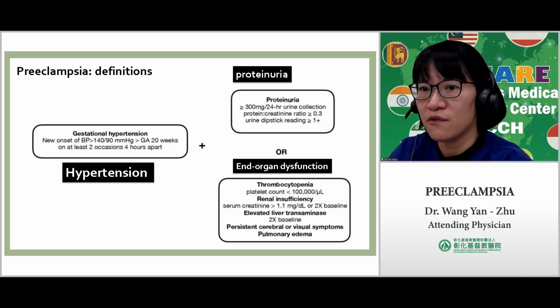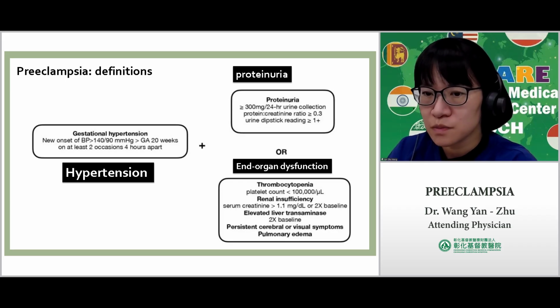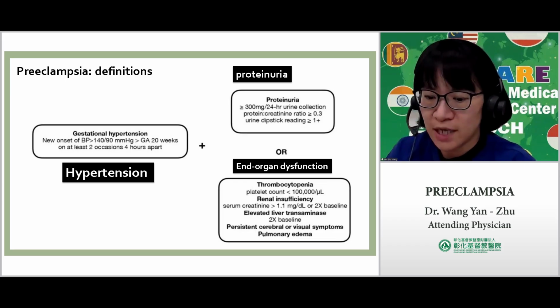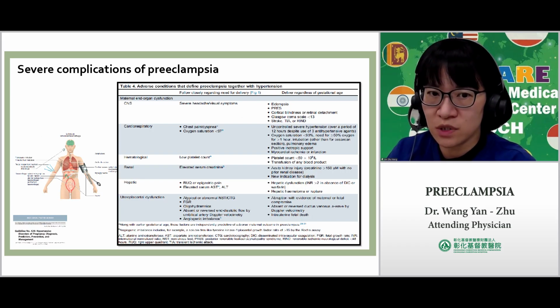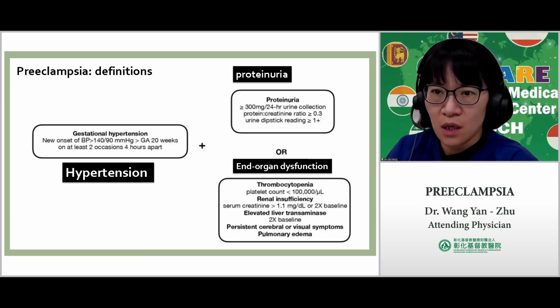But for this, we call it hypertension. And then if you have proteinuria, we'll talk about the proteinuria measurement later, or you have an end organ dysfunction, then we can call it preeclampsia. The end organ dysfunction is just like what we mentioned before. If you have CNS, cardiovascular, renal, or hepatic dysfunction, then this is an end organ dysfunction. Okay, then this is preeclampsia.